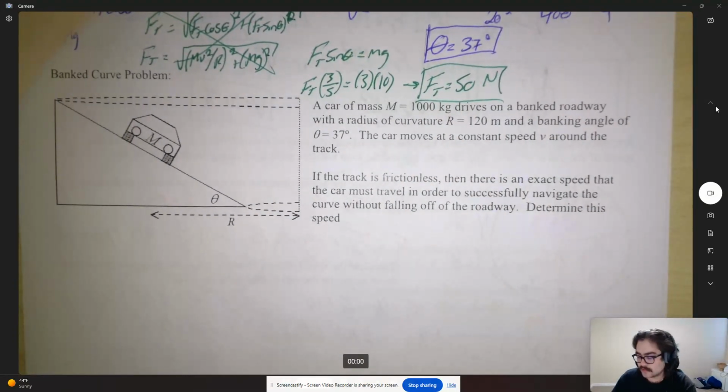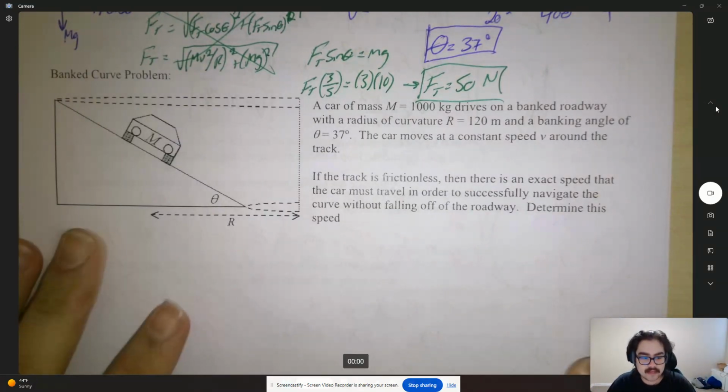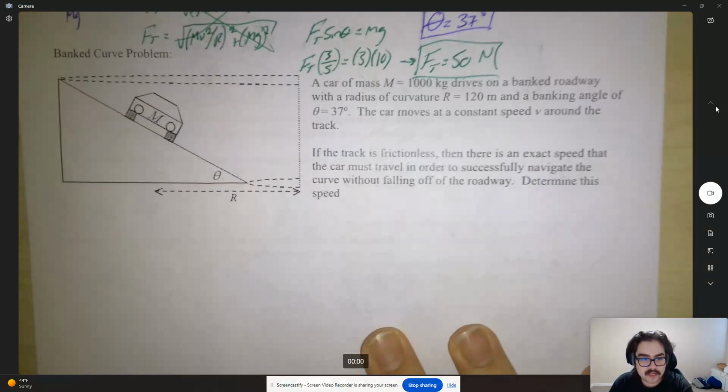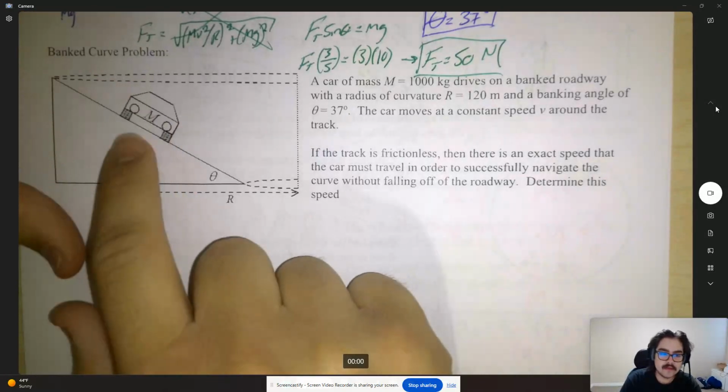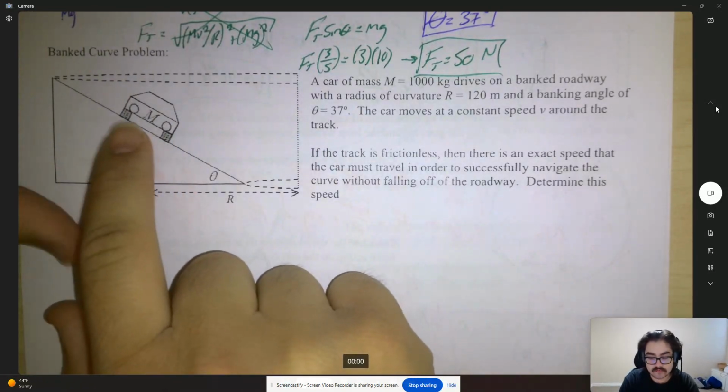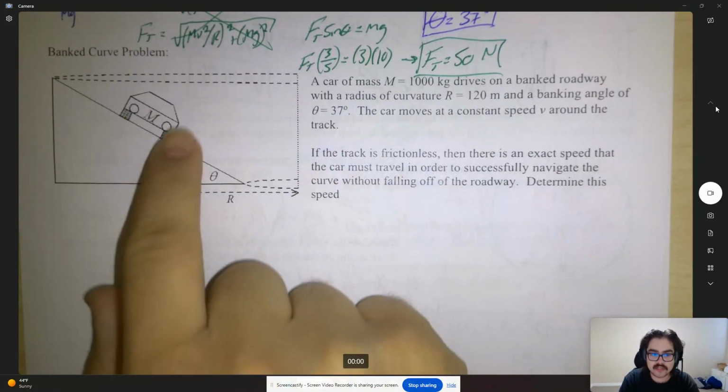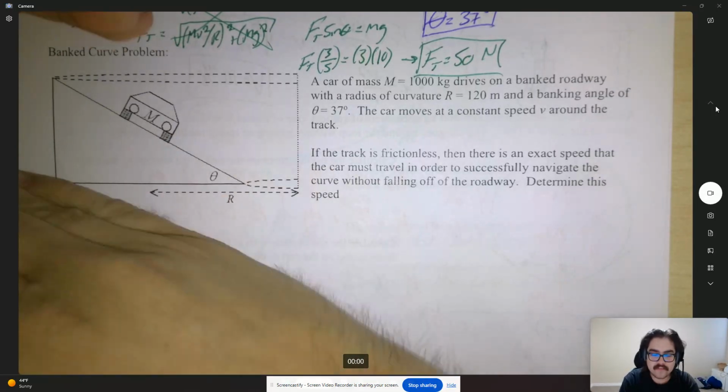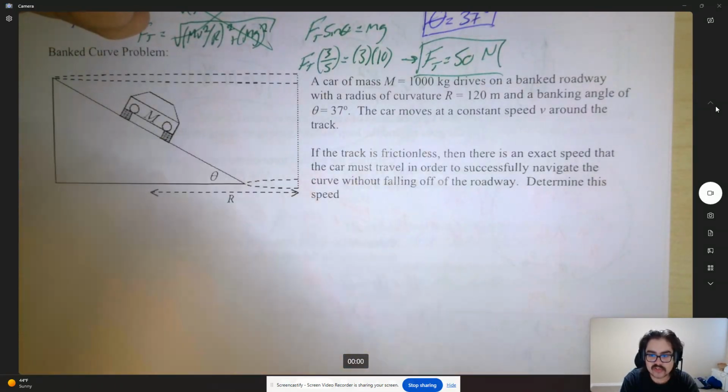Sometimes it's called negotiating the curve, sometimes banking the curve problem. Here's a fun fact: did you know that if a road has no friction, you can actually get a car to complete the turn if the road is banked a certain amount?